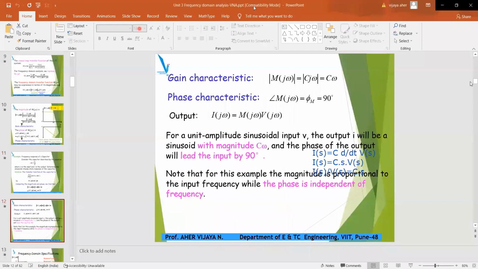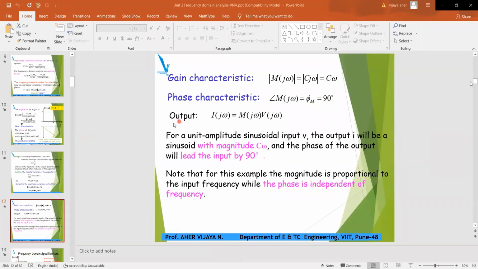Now this magnitude is nothing but gain characteristics and the phase is nothing but phase characteristics. Okay. This magnitude, mod of Mj omega is equal to mod of Cj omega is equal to C omega, is nothing but the gain characteristics equation in frequency domain analysis for our example. And what about phase characteristics? Phase characteristics is nothing but phase equation. So angle of Mj omega is equal to phi m is equal to 90 degree phase shift.